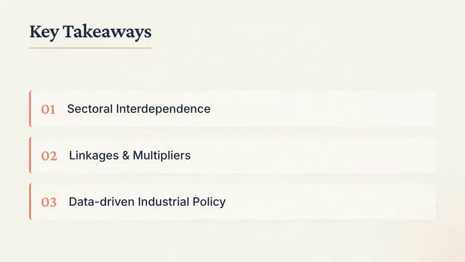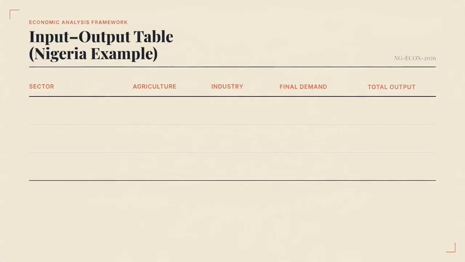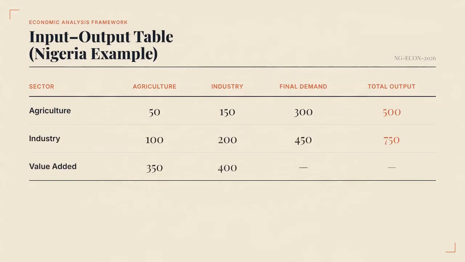To summarize, the input-output model is a powerful tool for structural planning, helping us move from oil dependency toward a more diversified and linked economy. Let's look at a simplified input-output table for Nigeria. In this matrix, we see how the output of one sector becomes the input of another.